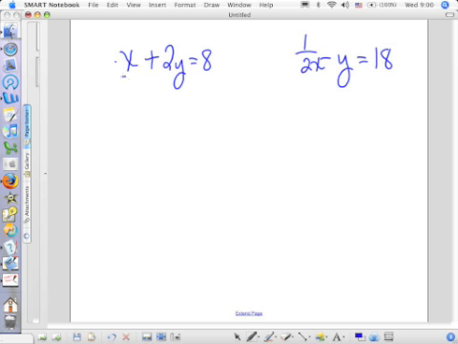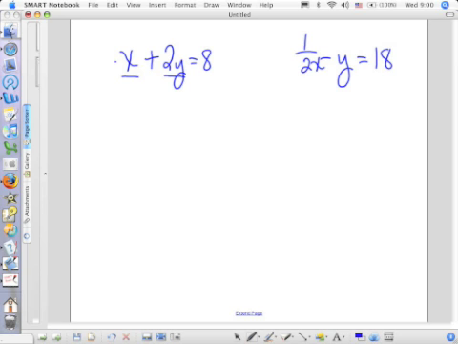Would it be this x? How would we get this x alone? Subtract 2y from both sides and we're done, right? Would it be this y? How would you get that y by itself?